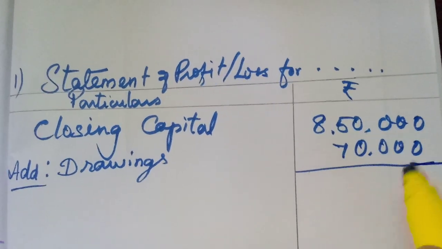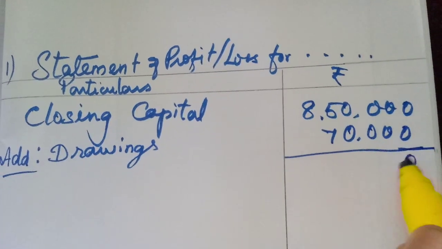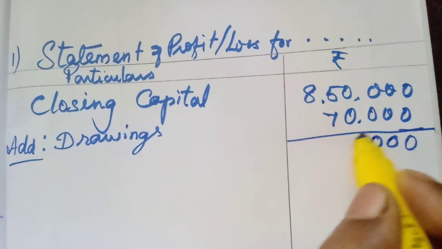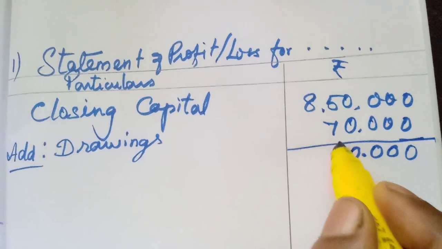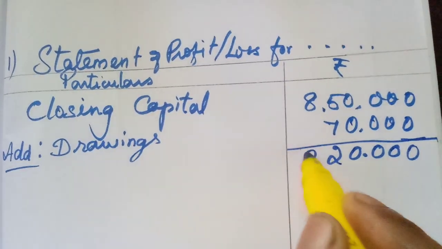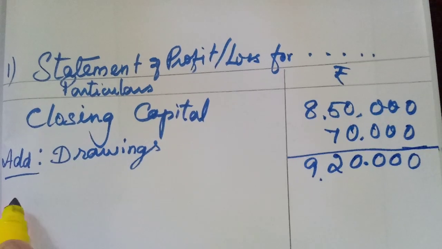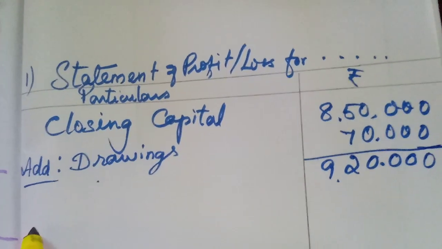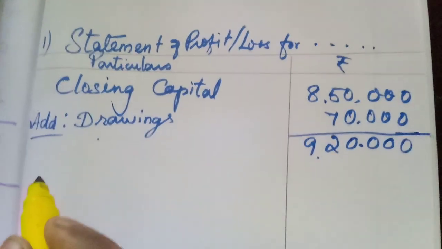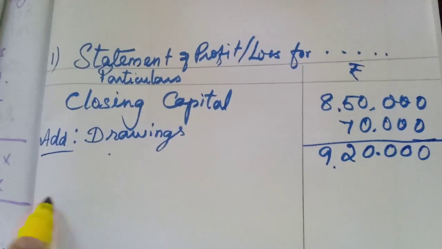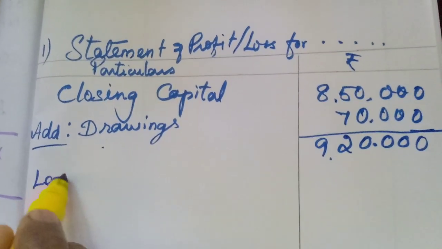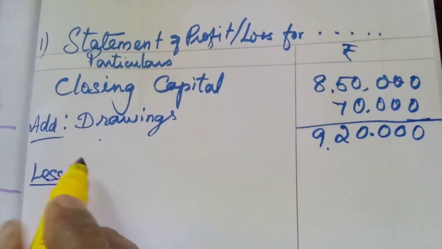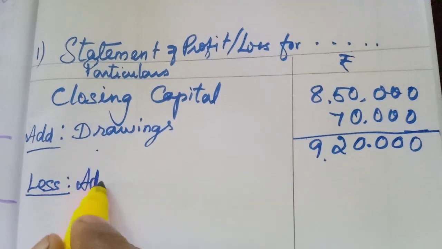Then draw a line and add and write. 7 plus 5, 12, balance 1. So 9,20,000. Here no need to write anything. Then the next one, less additional capital. Less, with two dots and an underline. Additional capital.